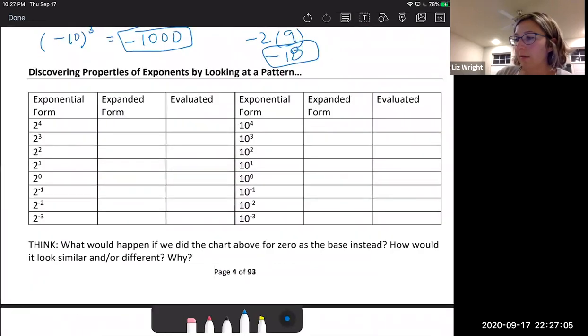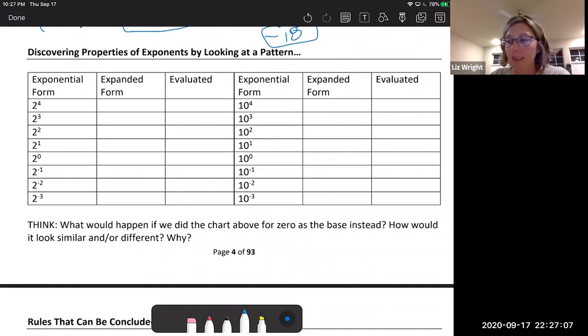All right. So for this next part, it says discovering properties of exponents by looking at a pattern. Okay, fine. So looking at our exponential form versus our expanded form versus when it's evaluated. Here our expanded form is going to be 2 times 2 times 2 times 2. Then 2 times 2 is 4, and the other one's 4, which gives you 16. This one's going to be 2 times 2 times 2, which gives us 8. And then we're going to get 2 times 2, which gives you 4.